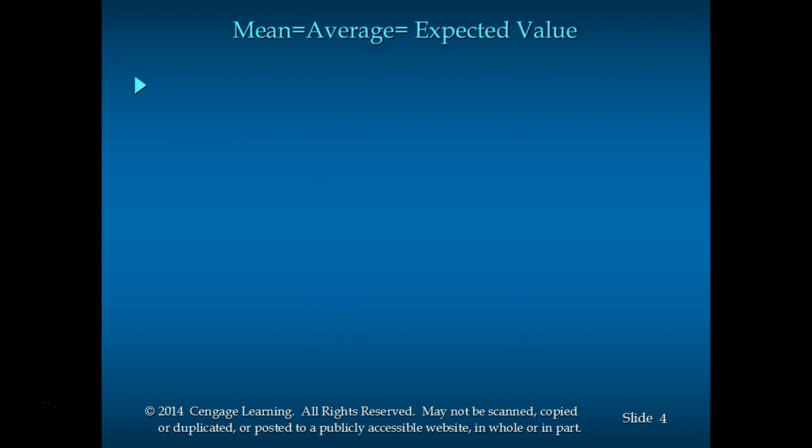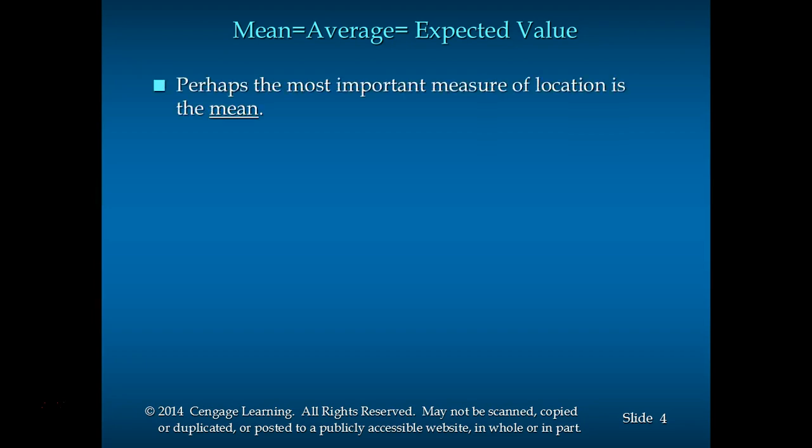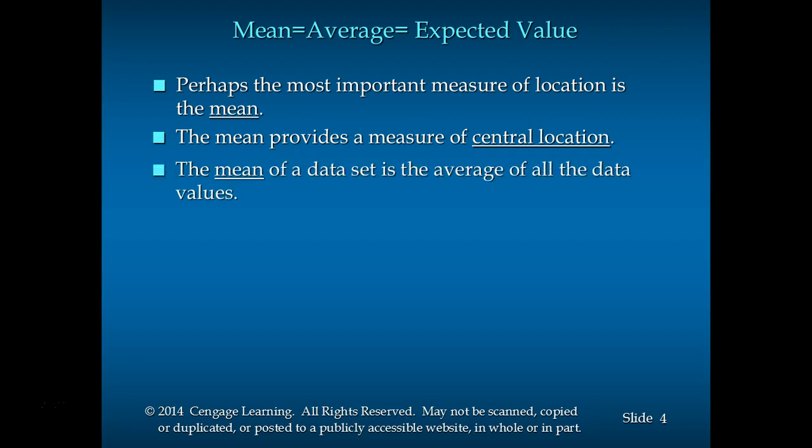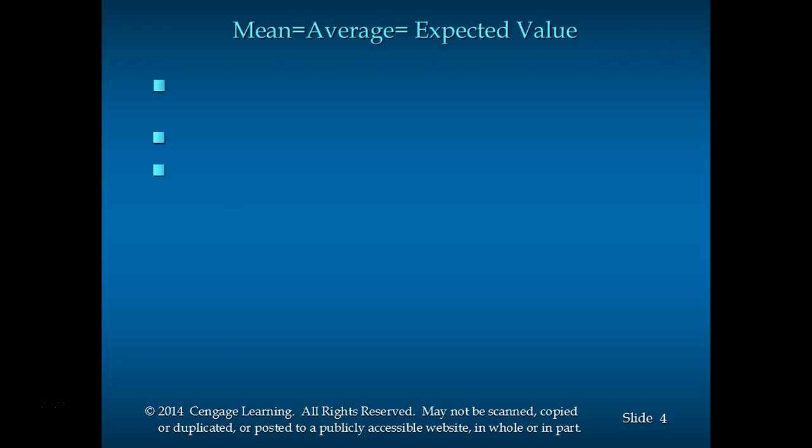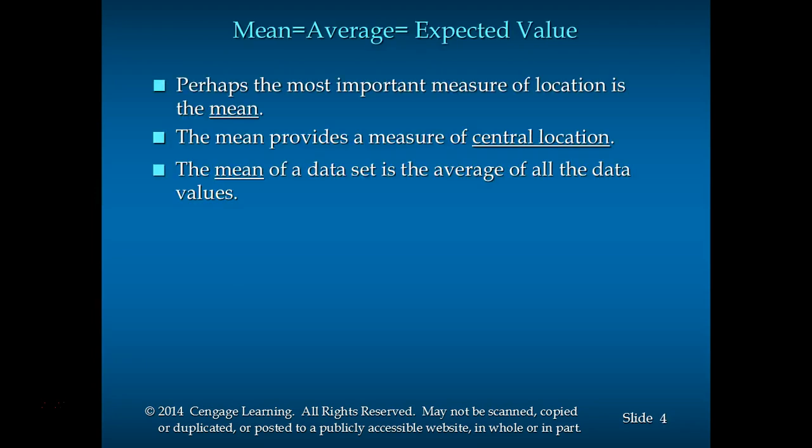Now, what is the mean, average, expected value? These are all the same thing. If somebody is talking about the average test score, or the mean test score, or the expected value of the test score, they're talking about the same thing. It's because the most important measure of location, the one you've generally heard of, is the mean. It provides a central location, the average of all the data values.